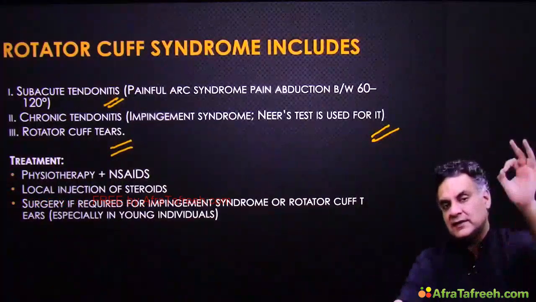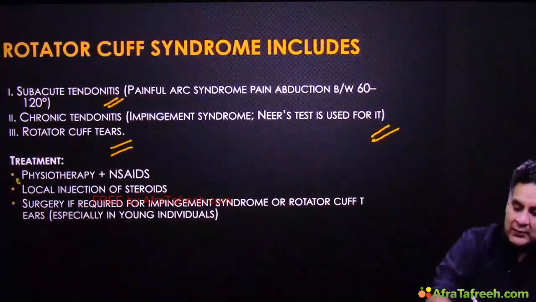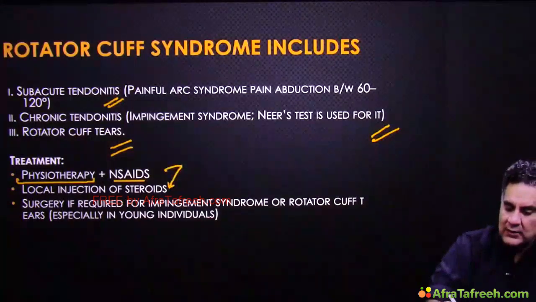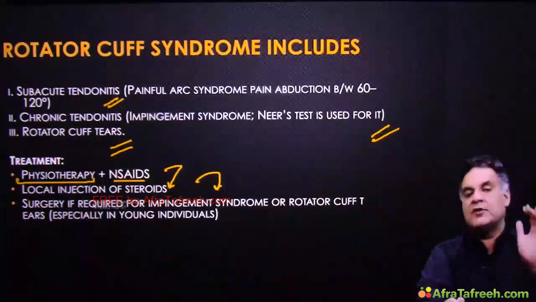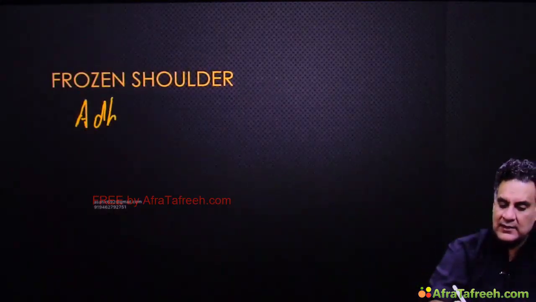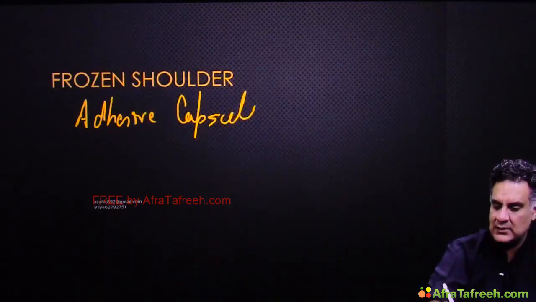The only difference is, in plan A you give rest and NSAIDs. Here, because joint movement is important for life, you give physiotherapy and NSAIDs. If not relief, local injection of steroids. If not, surgery. Frozen shoulder, also called adhesive capsulitis, is usually seen in cardiac patients or diabetic patients.